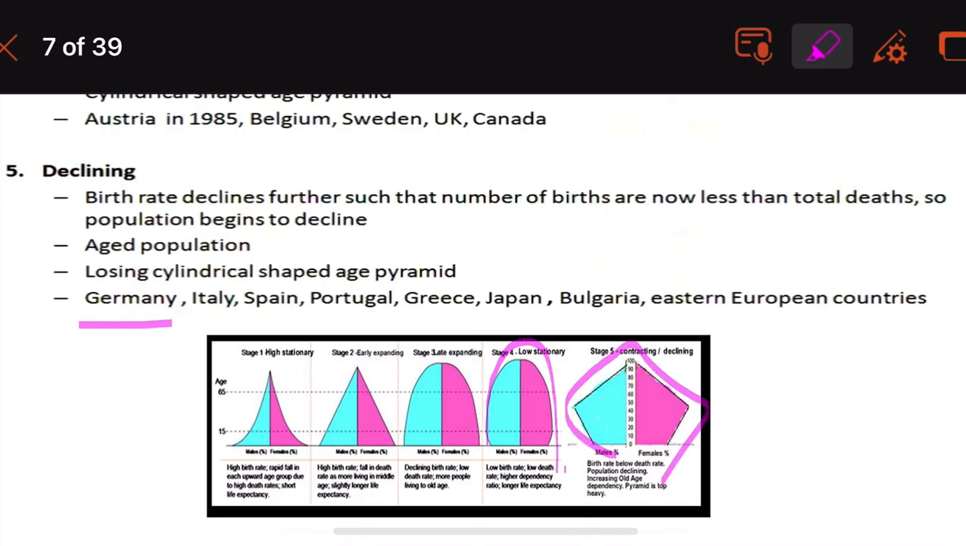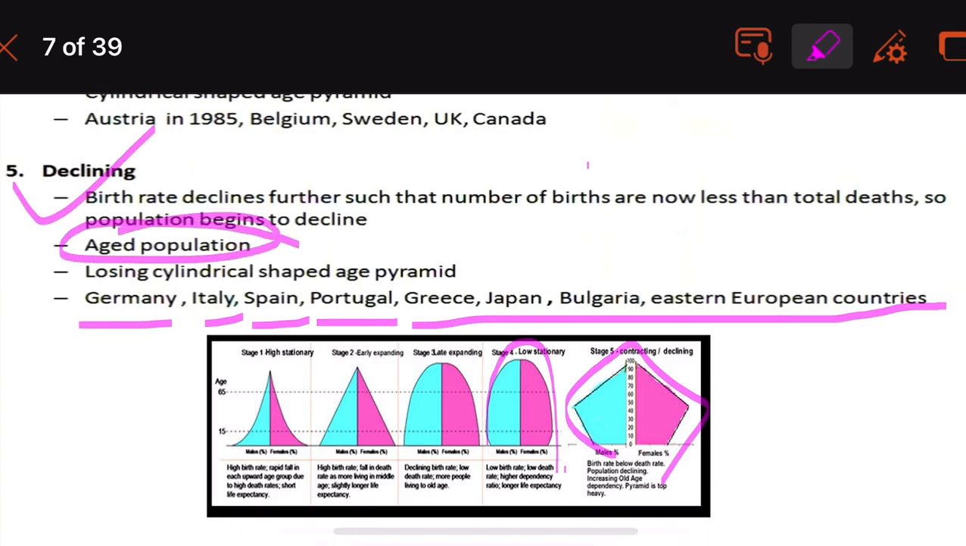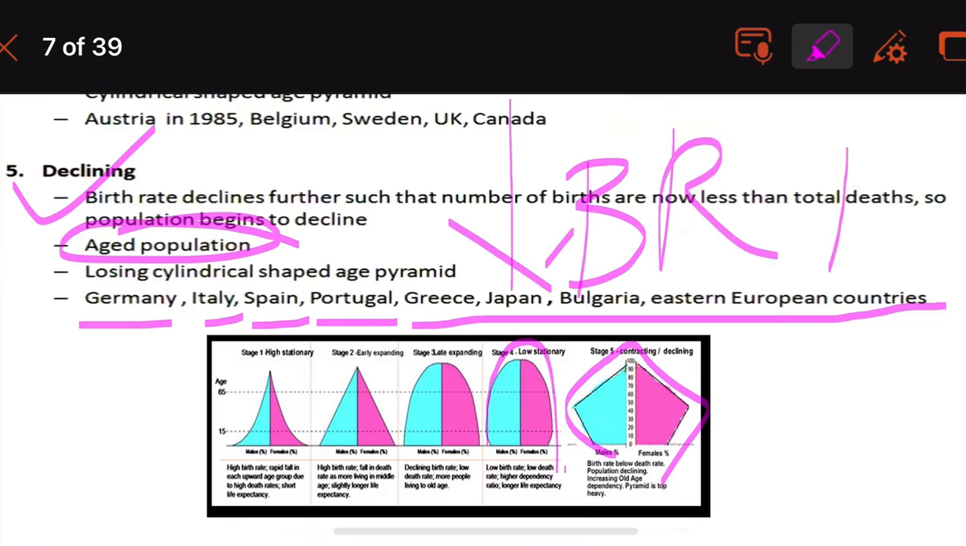It is seen in Germany, Italy, Spain, Portugal, Greece, Japan, Bulgaria, and Eastern European countries. So we see that the highest longevity is also seen in Japan, where males live up to the age of 87, and females up to the age of 89 or so. When we study the indicators, we will deal with these values in more detail. For now, remember, in the declining phase, the aged population is seen and the birth rate is way too low compared to the death rate.